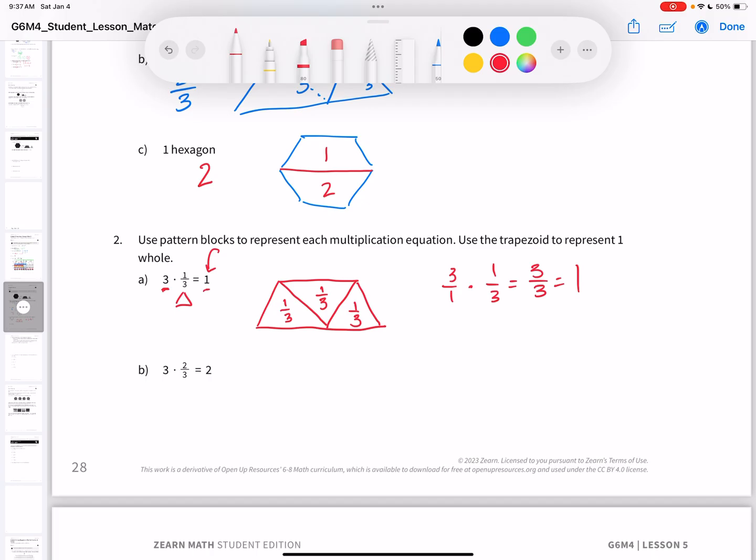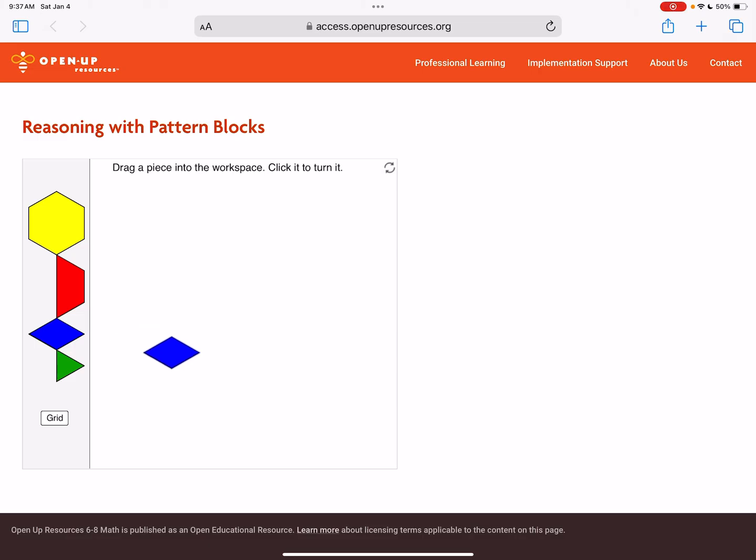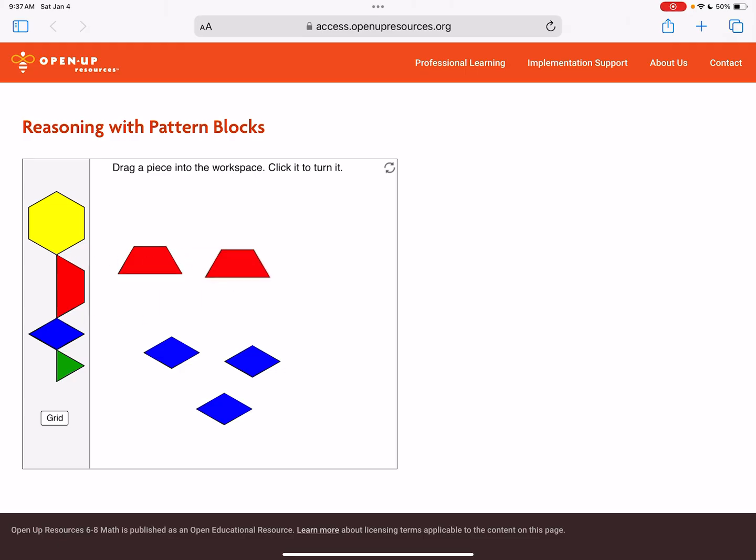Does that work? Is that right? 3 times 2/3 is 2. Well, we know the 2/3 is the rhombus. So do 3 rhombuses equal 2 trapezoids? Because that's what it's saying. 3 rhombuses equals 2 trapezoids. Well, let's go look. So it's saying 3 rhombuses equal 2 trapezoids.